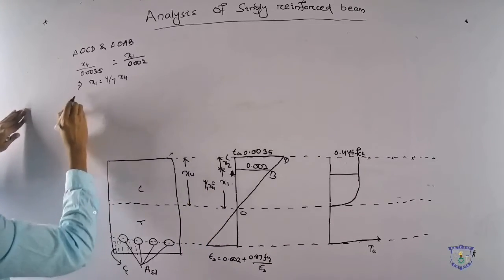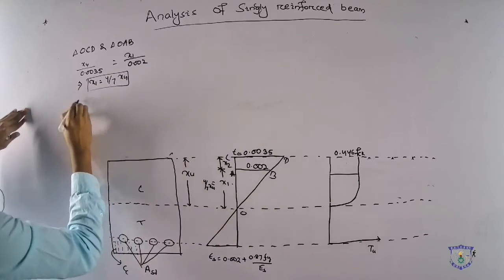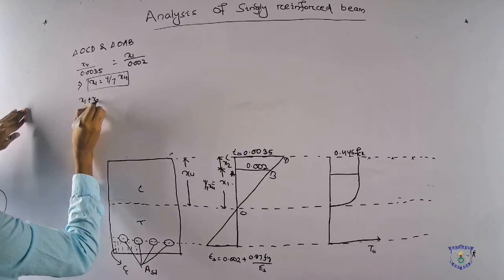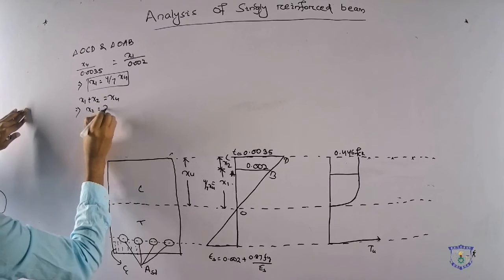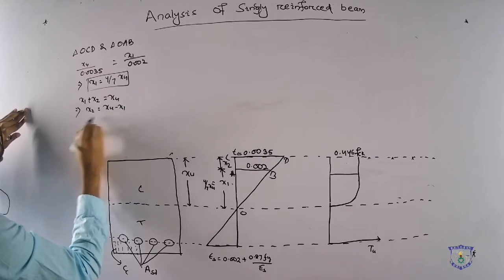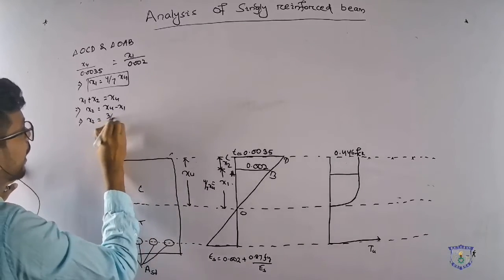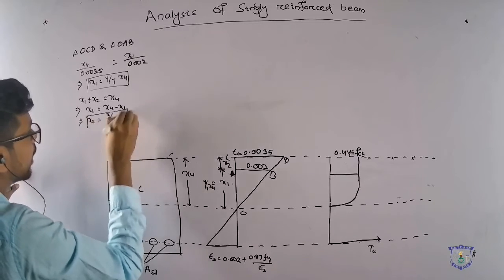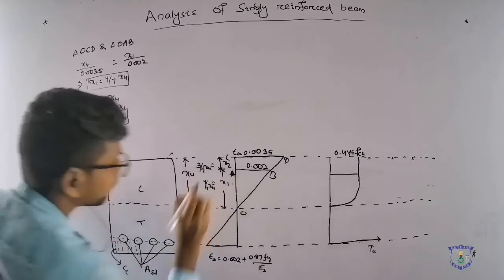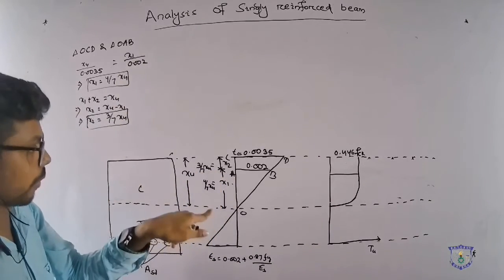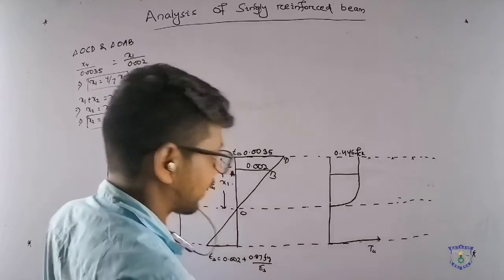And we have the idea about x1 plus x2. x1 plus x2 is equal to Xu. So x2 is how much? Xu minus x1. So if we solve it, we can get the value of x2 equal to 3 by 7 of x. So by using these two values, we can find out the stresses here.